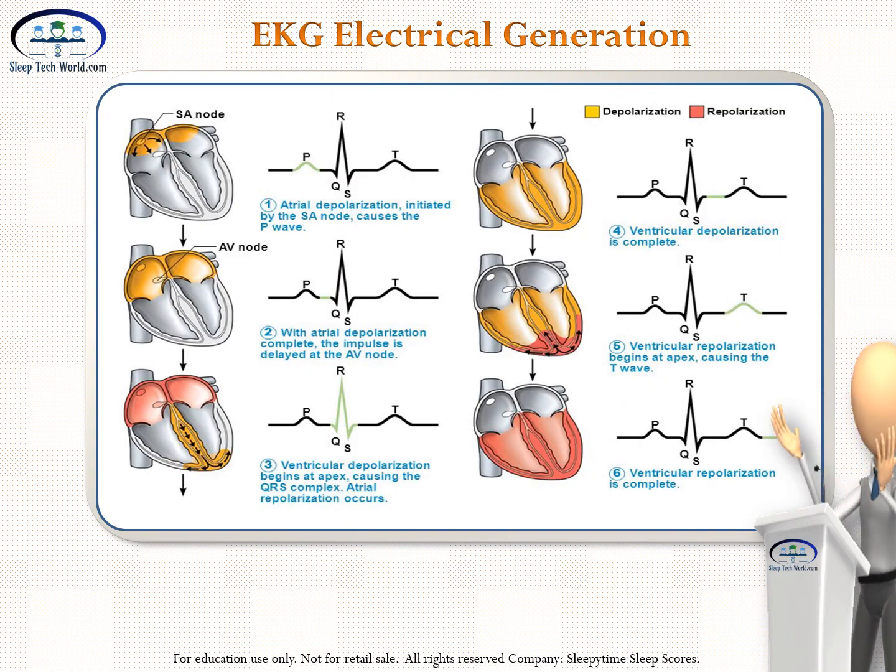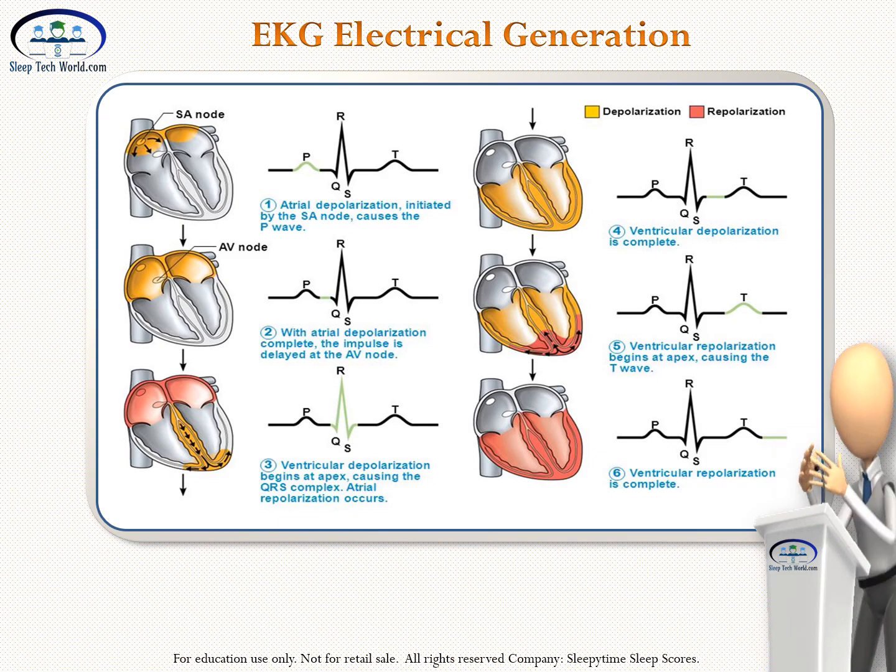EKG electrical generations. Have you ever wondered what causes the heart to beat? Your heart beats as a result of the generation and conduction of electrical impulses. When recording an EKG signal, we actually are monitoring small voltage changes as the electrical signals travel throughout the heart. The heart's electrical pathway can be explained in 6 easy steps.